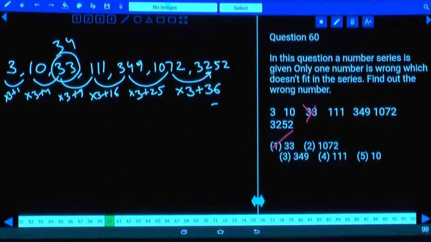Now, this is about paper number 47. Question numbers 56 to 60 and 61 to 100. Done with this?